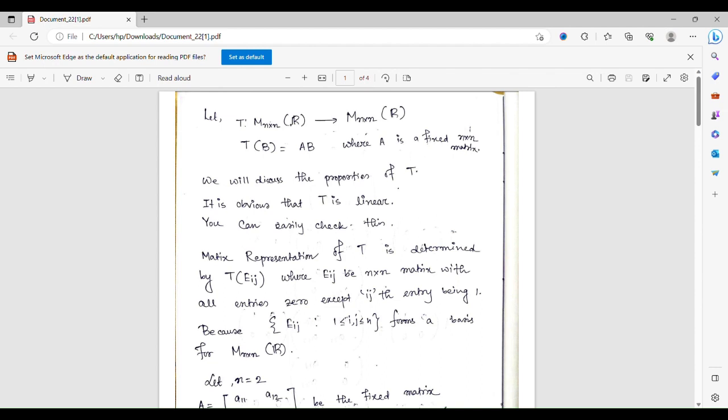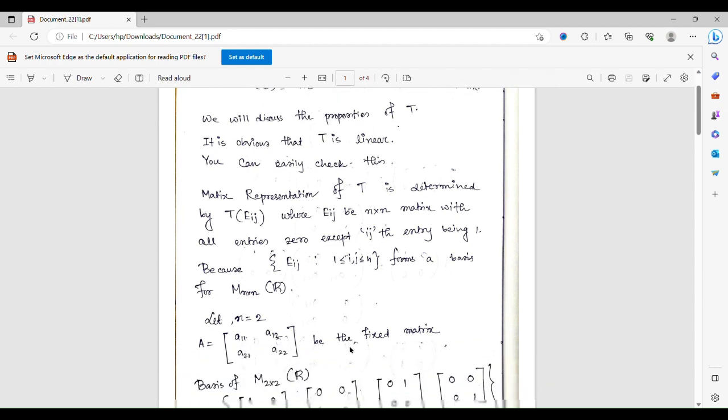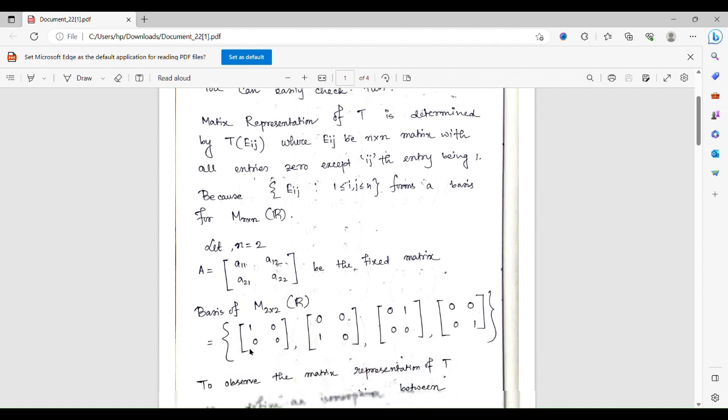It may be difficult to understand for arbitrary n, so let's start with n equal to 2 so that you can easily understand it. I have a fixed matrix A, say A11, A12, A21, A22. Now the basis of M2 cross 2 R is the set of all Eij where i and j belong to 1, 2. So I have 4 matrices in the basis.